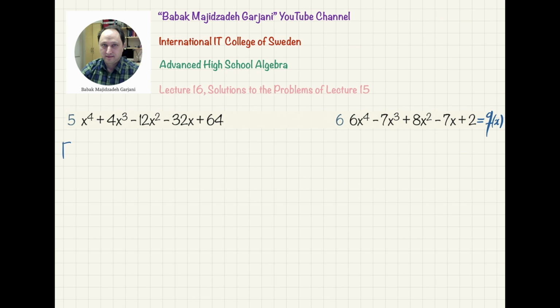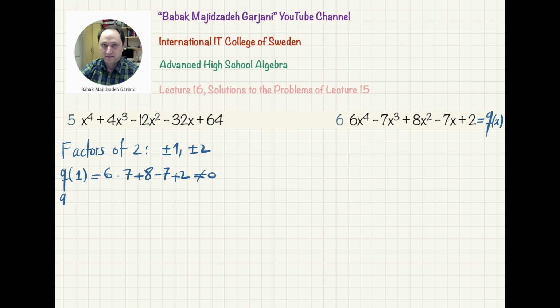I need to consider the possibility that this polynomial has integer roots, or at least one integer root. Then I need to check the factors of 2. The factors of 2 are plus and minus 1, plus and minus 2. So I need to check them to find the possible root. I will check, for example, q of 1, which becomes 6 minus 7 plus 8 minus 7 plus 2, which is not 0.